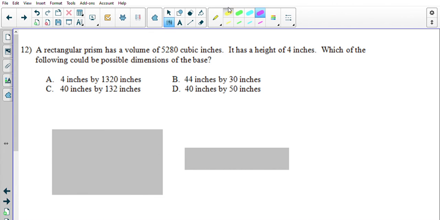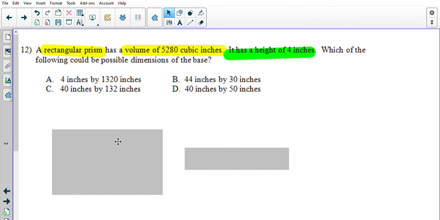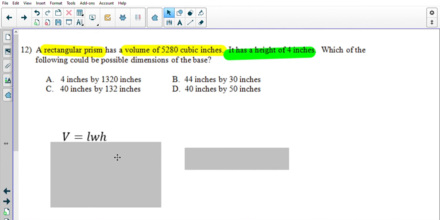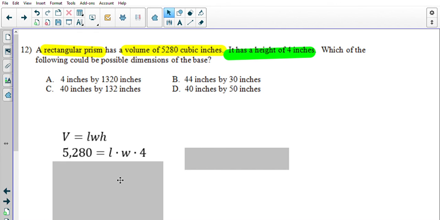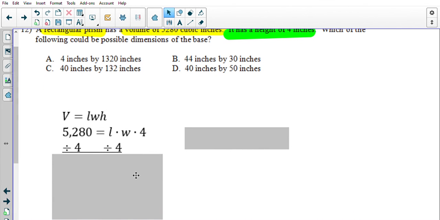Well, we know we're talking about a rectangular prism here, and we're given the volume of 5,280 cubic inches. We do know that it has a height of 4 inches. So the formula that we would use is V equals length times width times height. Let's replace V with 5,280 and the height with 4. And let's divide both sides by 4. 5,280 divided by 4 is going to get us 1,320. Now, unfortunately, that doesn't tell us either of the dimensions, but what it does tell us is that the length times width, the dimensions of your base, have to multiply to give you 1,320.